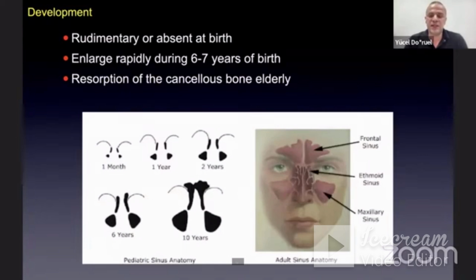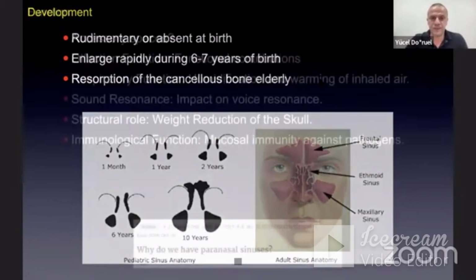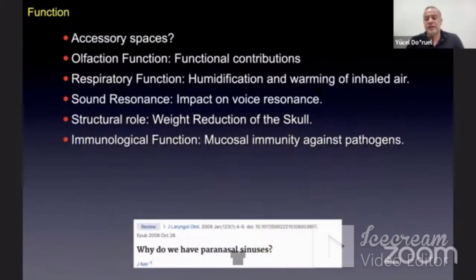Their enlargement rapidly increases during the first 6 or 7 years after birth, but even in the elderly, with the resorption of the cancellous bone, they may still enlarge. There are some discussions about their function. Are they just accessory spaces, or do they have functional contributions to olfaction, humidification and warming of the inhalation, and impact on voice resonance?